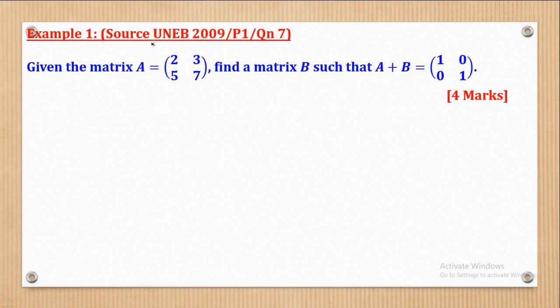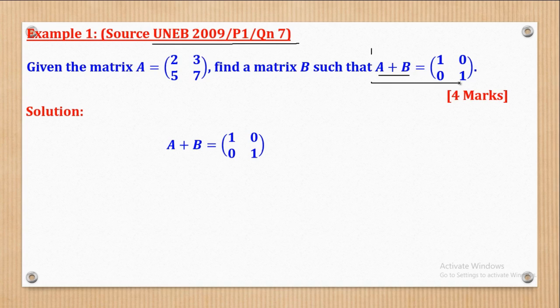So that knowledge shall now go to example 1. Example 1 came from UNEB 2009 paper 1 question 7, and it says, given the matrices A, which is 2, 3, 5, 7, find a matrix B such that matrix A plus matrix B is equal to 1, 0, 0, 1, and that is for 4 marks. So you first come and state what is given. So this is what is given. All that we shall substitute.